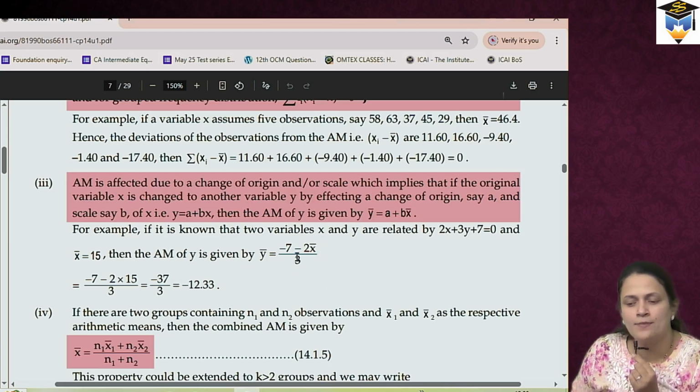Now x bar is given to us as 15. So substitute it. Minus 7 minus 2 into 15 upon 3. The answer comes out to be minus 12.33. Easy?